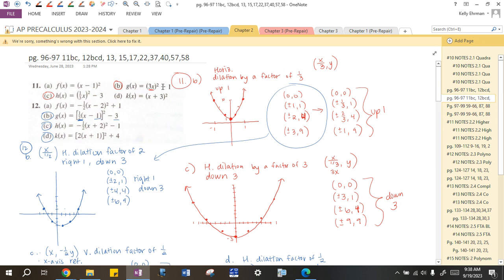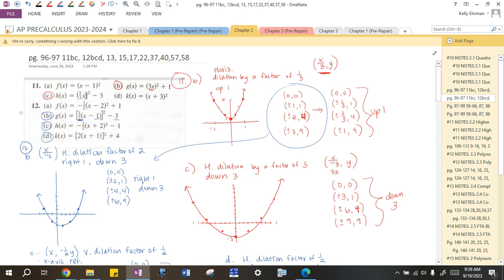So I just want to go through 11b. We have a horizontal dilation by a factor of 1/3. Every x gets divided by 3. Every y is left alone. And then you're going to shift up 1. So I'm taking these original points, applying the 1/3 x to them, and then shifting them all up 1.